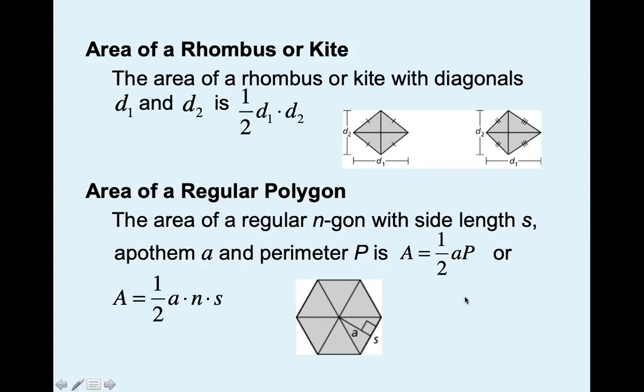All right, area of a regular polygon, area of a regular n-gon. The n is the number of sides with side length s, and apothem a and perimeter p, is 1/2 ap. So to find the area of any regular polygon, it's 1/2 times the apothem times the perimeter. Another way to write perimeter is the number of sides times the length of a side. So this part here, n times s, is the same as perimeter. So 1/2 the apothem times the perimeter.